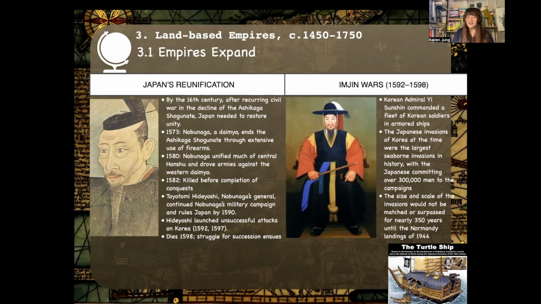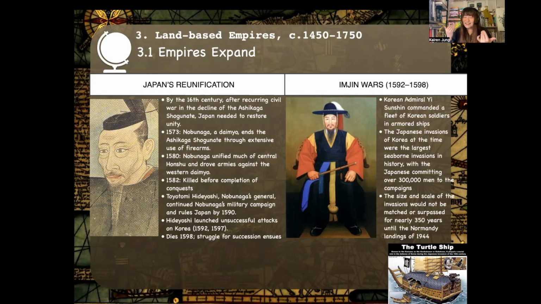A very interesting invention. And the Japanese invasions of Korea at the time were the largest seaborne invasions in history until the Normandy landings of 1944. Over 300,000 men were committed to the campaigns. Imagine that being botched. So what does this signify? It signifies that Japan was ready and roaring and gearing up to go.